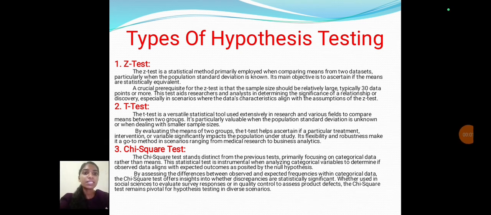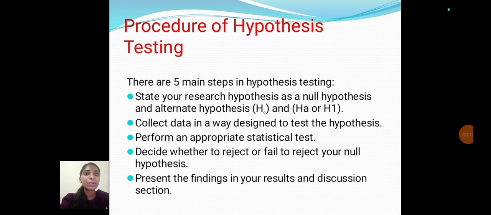Chi-square test. The chi-square test stands distinct from previous tests, primarily focusing on categorical data rather than means. This statistical test is instrumental when analyzing categorical variables to determine if observed data align with expected outcomes as posited by the null hypothesis.